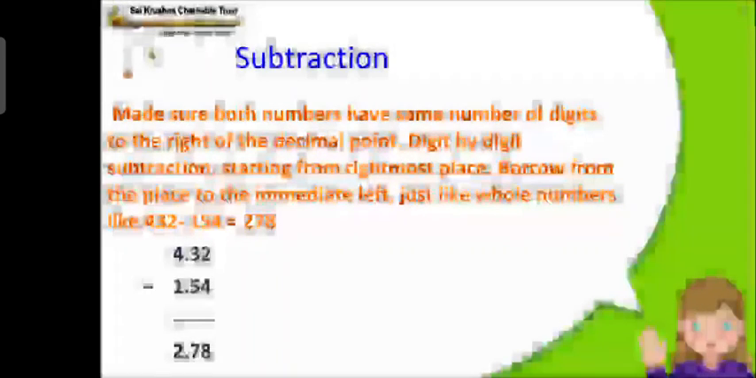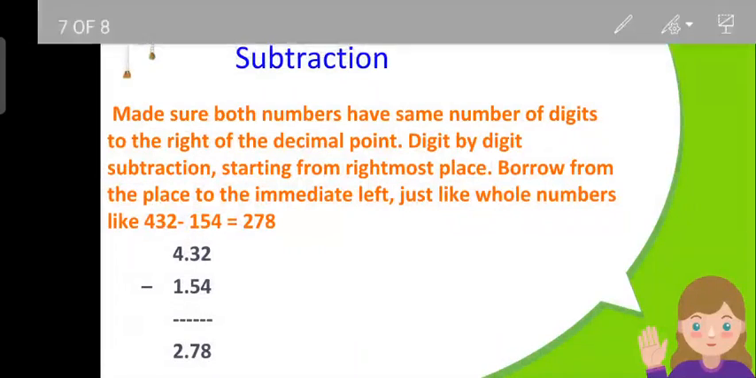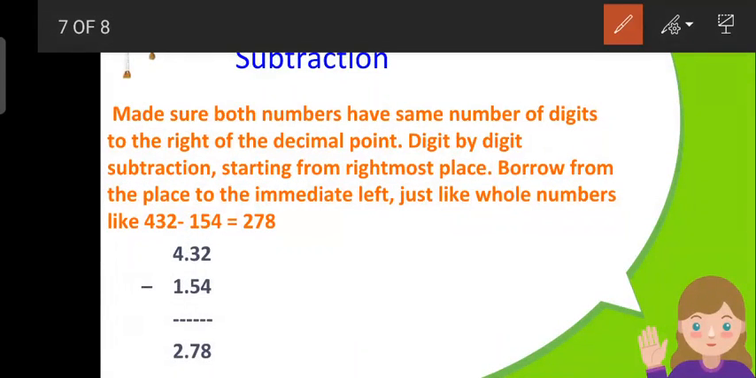And subtraction. Subtraction is also carried out in the same way as addition, but in place of plus, it is minus and you have to subtract. Make sure that the decimal points are aligned in a straight line. Let's take an example here. 4.32 minus 1.54. Can you subtract 4 from 2? No, right? So you have to take a borrow from the left number just like you do for normal subtraction. When you take a borrow, the 2 becomes 12, right? So 12 minus 4 is 8.